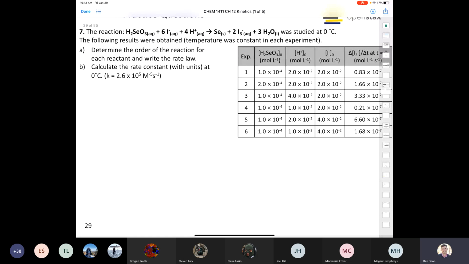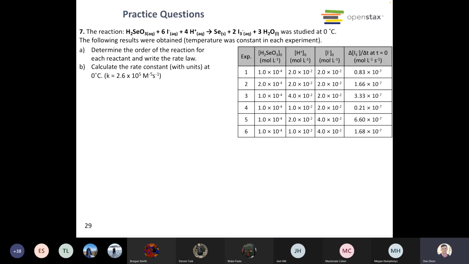It says here, this big reaction, H2SeO3 plus 6I minus plus 4H plus gives you selenium plus 2 I3 minus plus 3 water molecules, was studied at 0 degrees Celsius. The following results were obtained. Temperature was held constant the whole time, every experiment, and it asks us to determine the order of the reaction for each reactant and write out the rate law. So step number 1 is we want to determine the rate law.